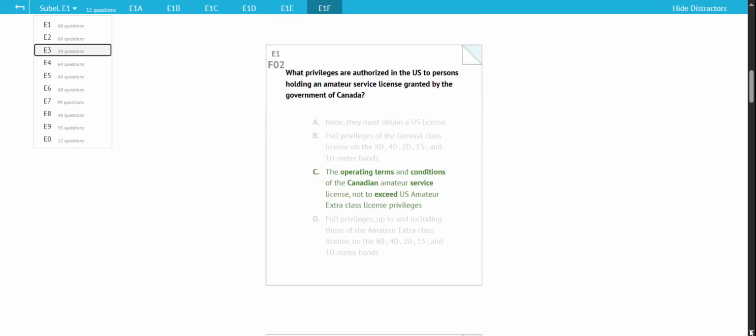Question Echo 1 Foxtrot 02. What privileges are authorized in the U.S. to persons holding an amateur service license granted by the government of Canada? And the answer is the operating terms and conditions of the Canadian Amateur Service License, not to exceed U.S. Amateur Extra Class License privileges.